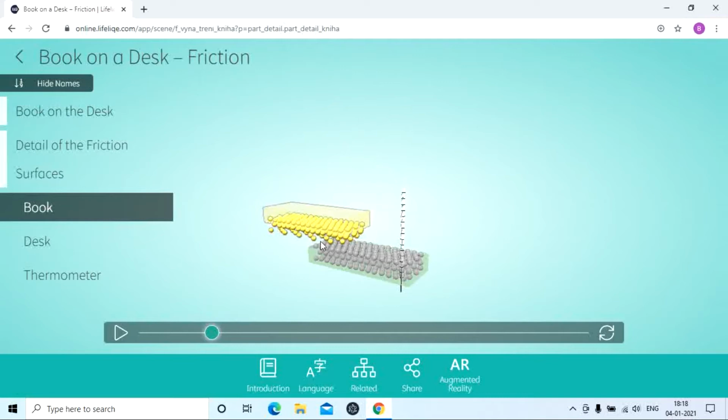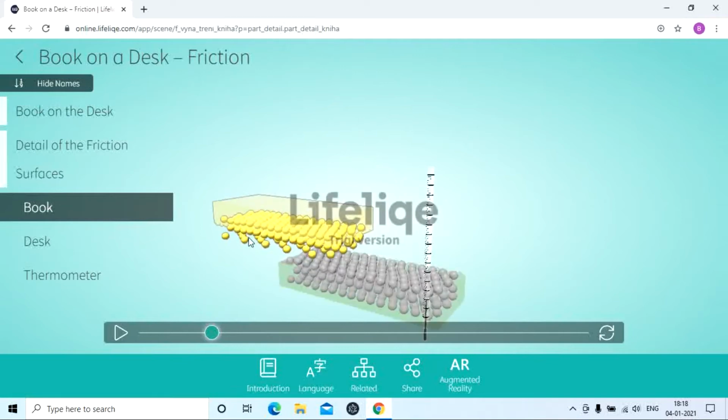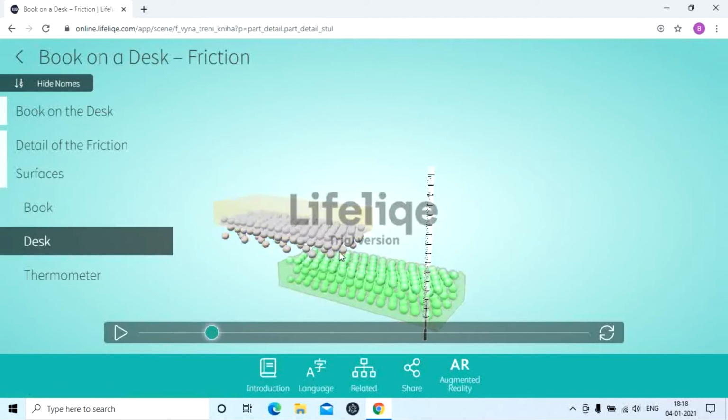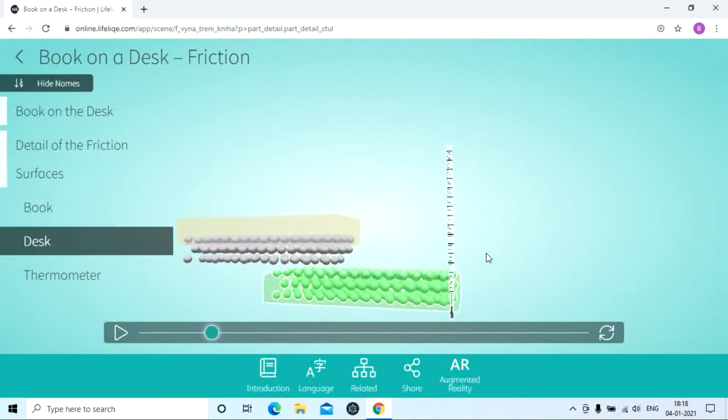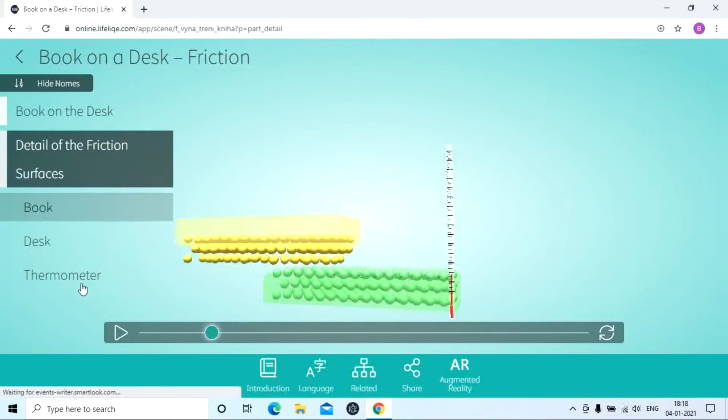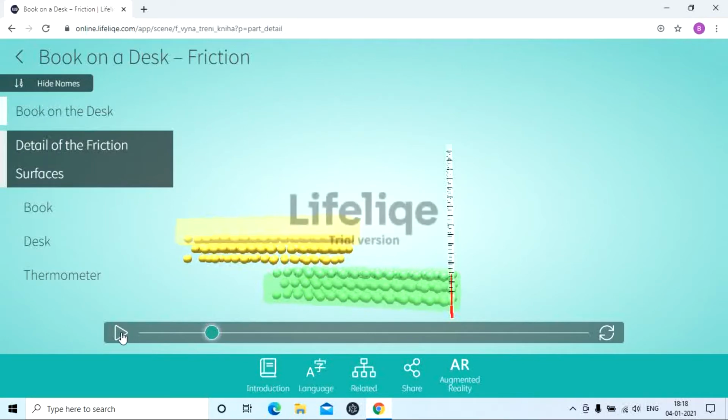Now, this is the surface of the book. It looks like the molecular structure we are showing, and this is the surface of the desk, how it looks. Generally, the friction is due to interlocking between the two surfaces, the book and the desk. So now let's see how it goes when it moves.